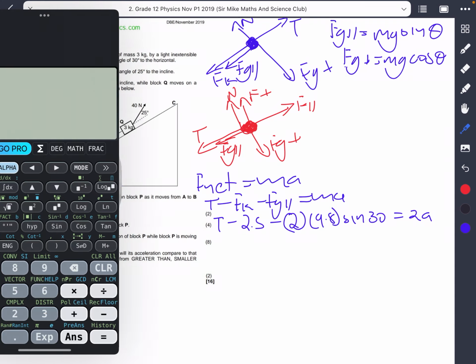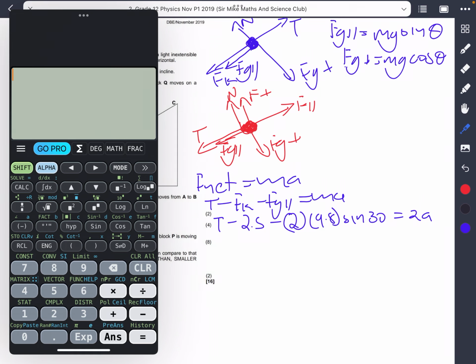So it would be negative 2.5 minus 2 multiplied by 9.8 multiplied by sine of 30 degrees, which gives negative 12.3. So this would be tension minus 12.3, which equals 2a.